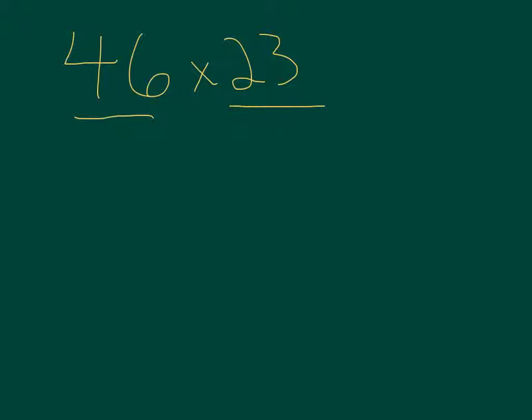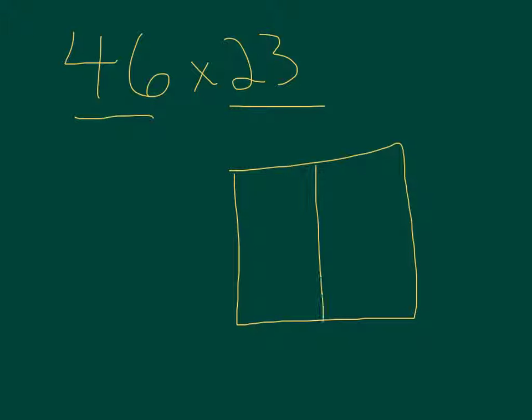Okay, lattice multiplication. Let's say you're doing a problem like 46 times 23. Well, that's a 2 by 2 digit multiplication problem. So we need to set up a grid that is 2 by 2 as well. So I create a box like this. Not drawn very well, I admit, but that's okay. And I write the numbers there to match 46 and 23.